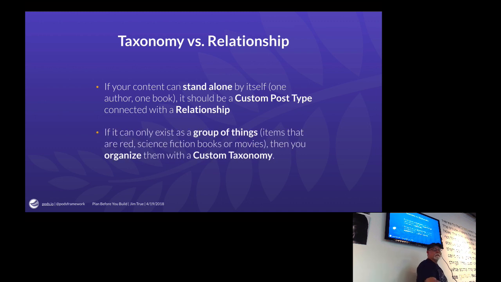If, however, it can only exist as a group of things, like science fiction books or science fiction movies, or bald people, or blonde people, or blue shirt wearing people, or purple shirt wearing people, those are groups of things. They don't exist by themselves. They can't exist unless they are a group of things put together. Those are organized as a custom taxonomy, like a class of students. A class of students doesn't actually exist without the students in it.